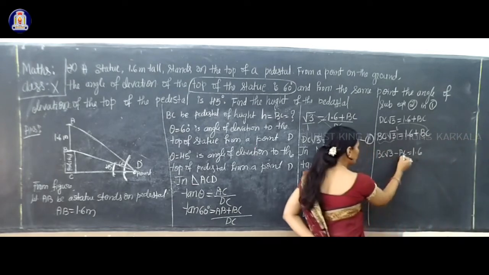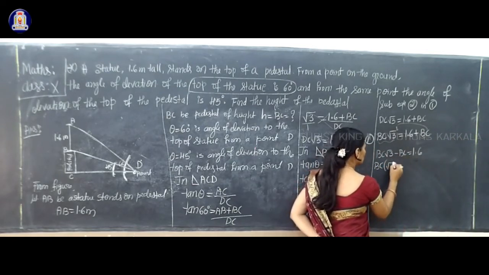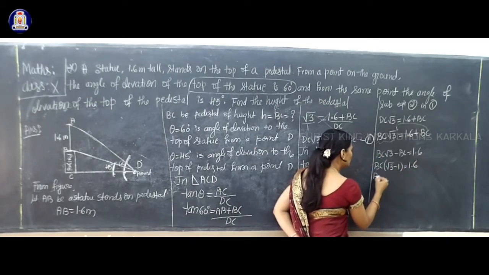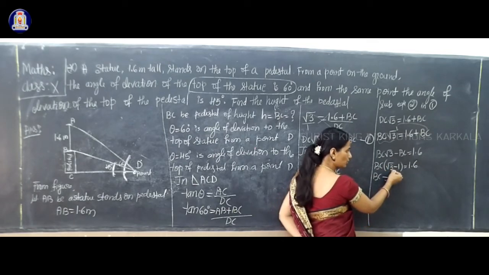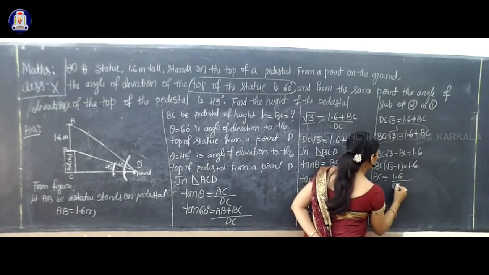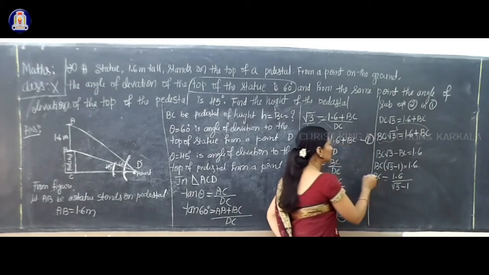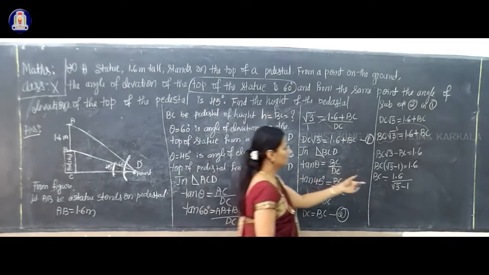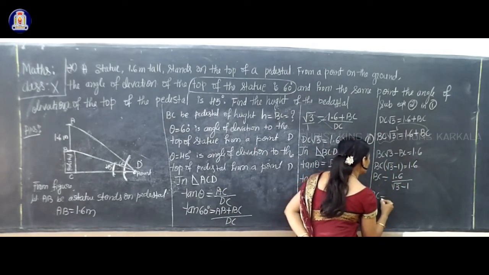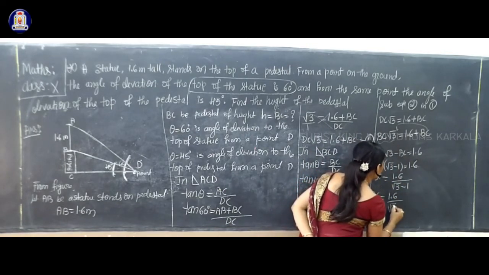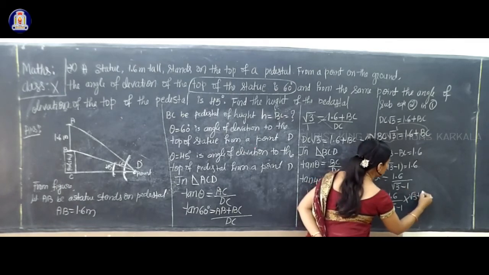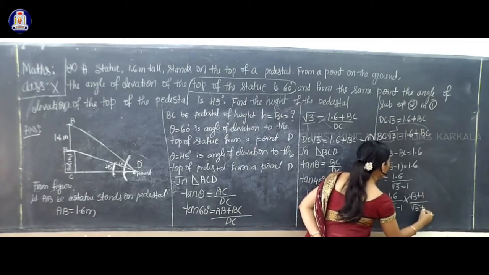1.6. Now BC is common, so take it outside. It is root 3 minus 1 is equal to 1.6. I need BC is equal to. So that into, when it goes to that side, it comes as divide, that is root 3 minus 1. So BC is what? The height of the pedestal. But here it is denominator, we can rationalize. So rationalize the denominator. BC is equal to 1.6 divided by root 3 minus 1 into root 3 plus 1 divided by root 3 plus 1.